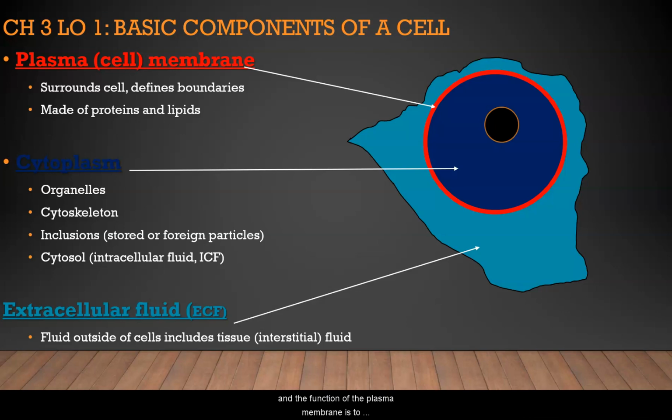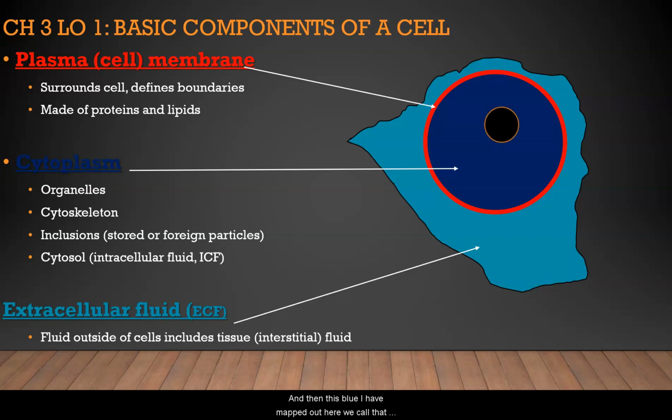The function of the plasma membrane is to surround the cell, to define the boundary of the cell, basically. It's made up of proteins and lipids, and we will go more in depth on the plasma membrane in this lecture. The next part, this dark blue here, is the cytoplasm of the cell. Inside the cytoplasm, you'll find organelles, the cytoskeleton, and things called inclusions, which are stored or foreign particles. The liquid part of the cytoplasm is called the cytosol. So the cytosol is the liquid, jelly-like substance. Everything else, organelles, cytoskeleton, and inclusions, you put all of it together, you make the cytoplasm.